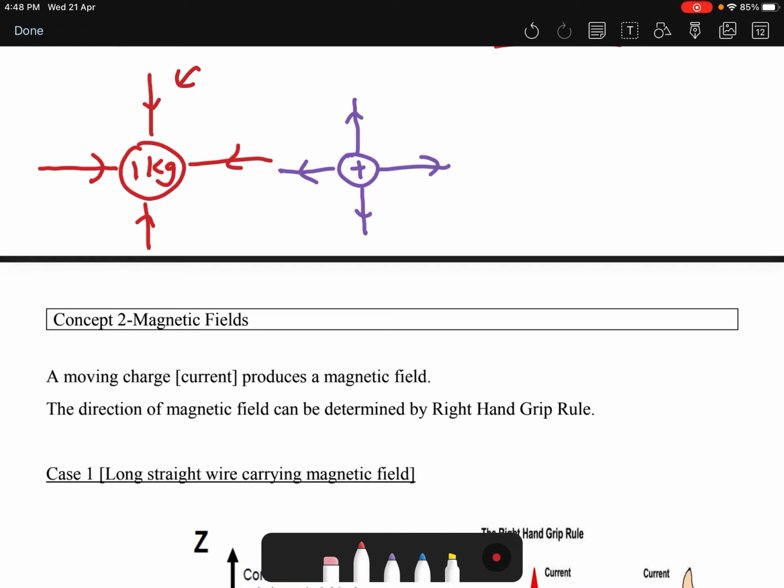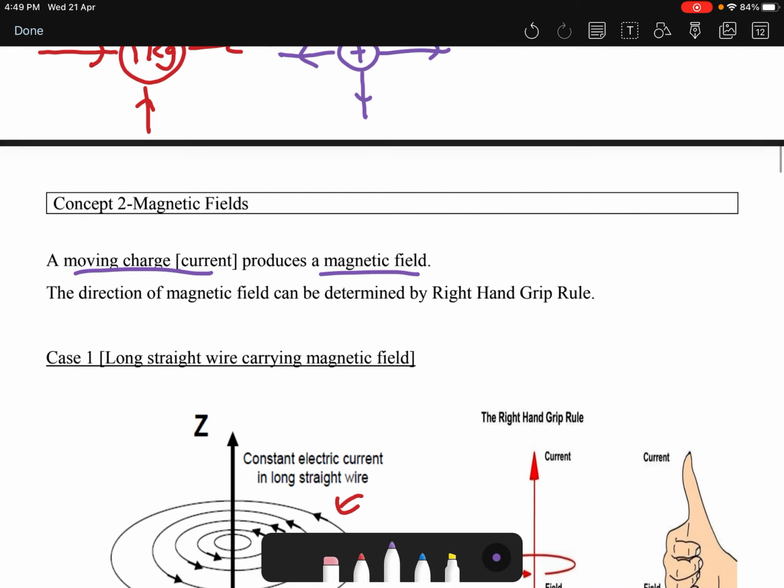mass. If you have a stationary charge, in this case a proton, the electric field will be pointing outwards of the proton. But what if you have a moving charge? A moving charge will produce not just an electric field, it will also produce a magnetic field. That's why a current or moving charge will produce a magnetic field.